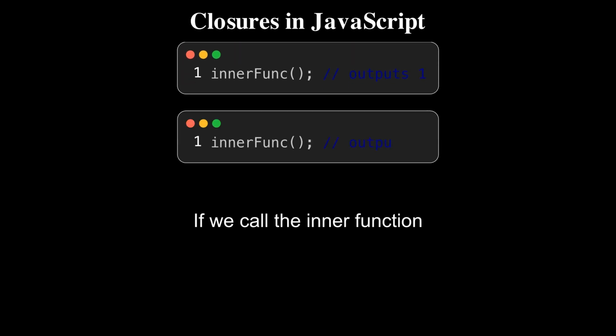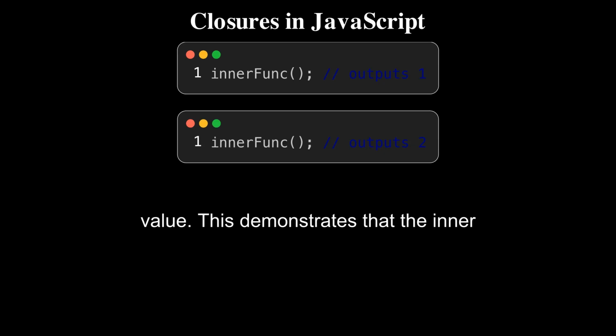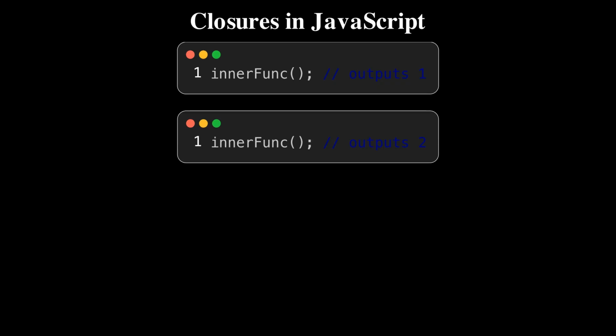If we call the inner function again, it will increment the counter variable again and log its new value. This demonstrates that the inner function is indeed a closure with access to the outer function scope.